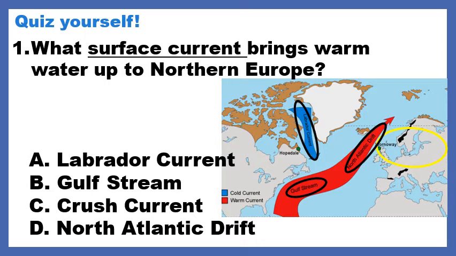So take a few seconds. What do you think? 5, 4, 3, 2, 1. I'm going to eliminate Crush Current because it's not on the map, and also I made it up, so it doesn't exist. I'm also going to get rid of the Labrador Current because that is in a blue arrow, and if I look in the key on the map, blue arrow represents a cold current, and the question is asking me for warm water. So a cold current is going to bring cold water, not warm water. So what do you think the answer is?